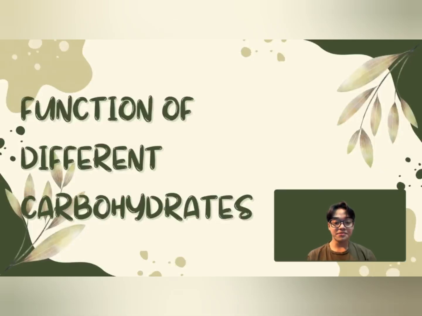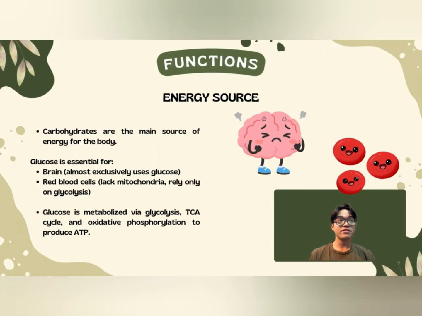So now I'm going to talk about the functions of different carbohydrates. Carbohydrates perform several essential functions in the human body. The primary function of carbohydrate is to provide energy. Glucose is the main fuel for the brain and the only energy source for red blood cells, which depend entirely on glycolysis for ATP production.